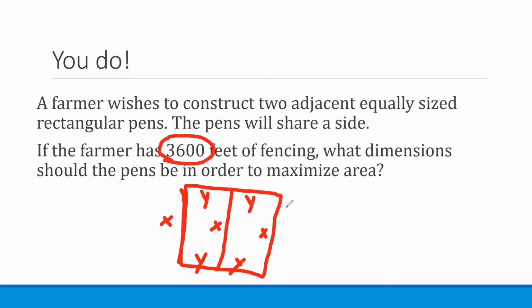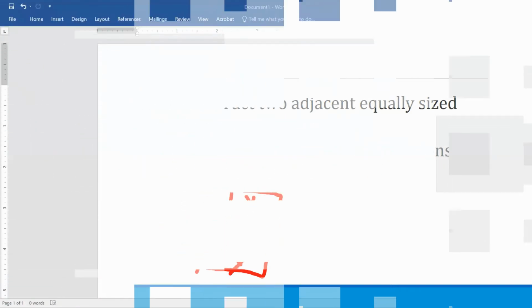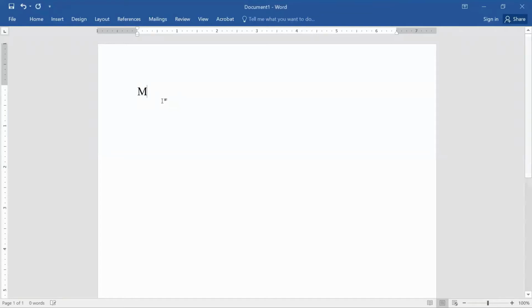We want to maximize the area. We know area of a rectangle is length times width. So that's what we need. 3 X's plus 4 Y's gives me 3,600. That's my constraint equation. And we're maximizing length times width, which is X times Y. All right, so maximize area. Again, this is the area of a rectangle whose length is X and width is Y.